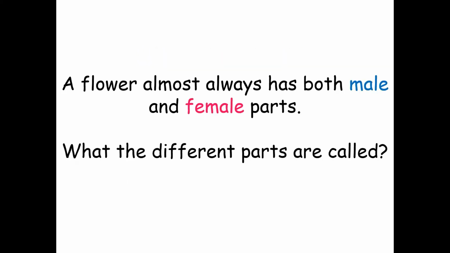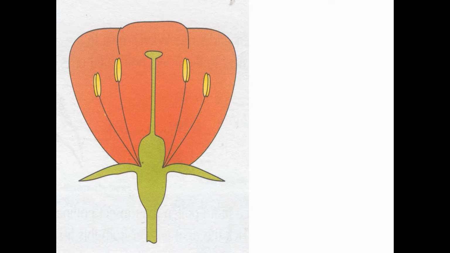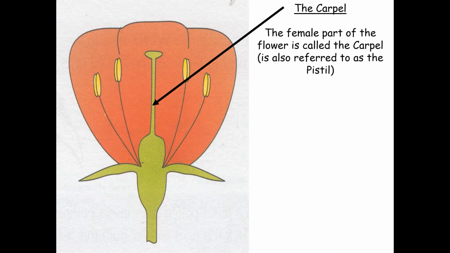A flower almost always has both male and female parts. Do you remember what those parts are called? The carpel, as shown here in this cross-section of a flower, is the female part of the plant. This is often referred to as the pistil as well, but for our purposes we will call it the carpel. The male parts of the flower are called the stamens.